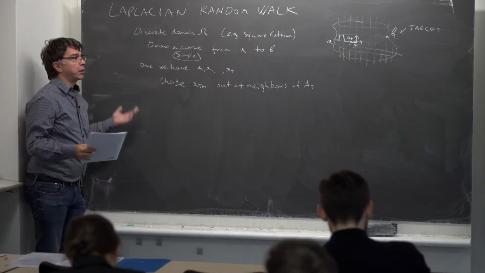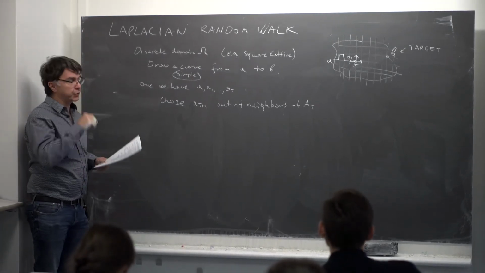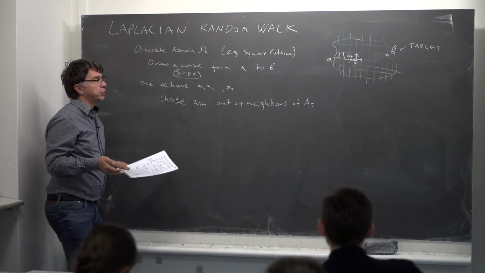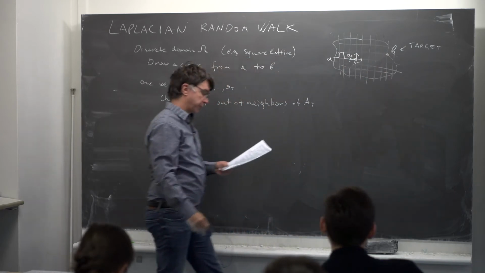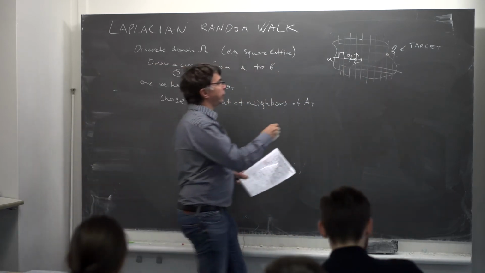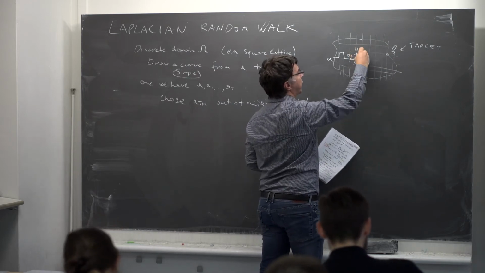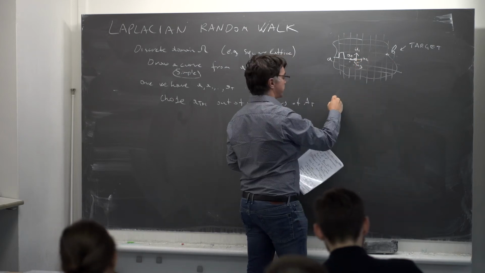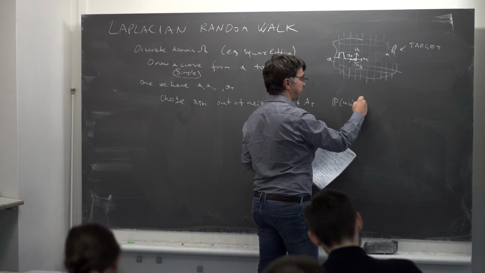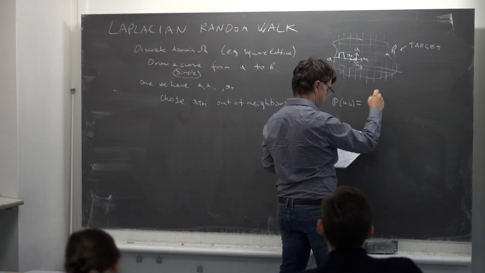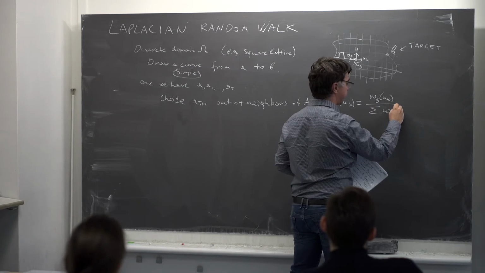And the question is, proportionally to what do we choose? So the idea is that we choose proportionally to the harmonic measure of these 3 points as viewed from the point B. So we choose, well, let's say they are neighbors. Let's say U1, U2, U3. So probability of UK is a harmonic measure of UK viewed from B over the sum of these harmonic measures.